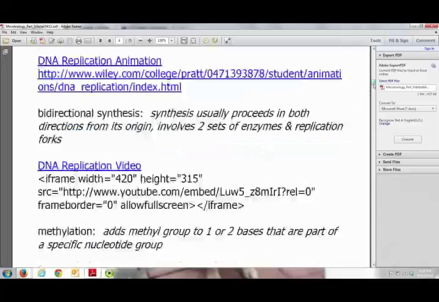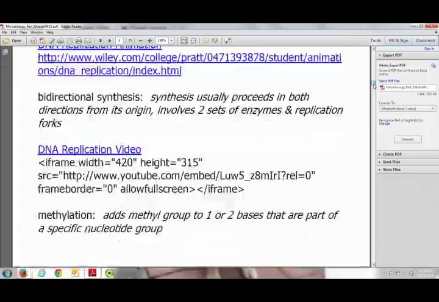One of the things that helps to speed up DNA synthesis is that it can be bidirectional, so it's usually going to proceed in both directions from its origin. When you create the starting point, it's going to be able to move in two different directions. This will involve two sets of enzymes and two replication forks.